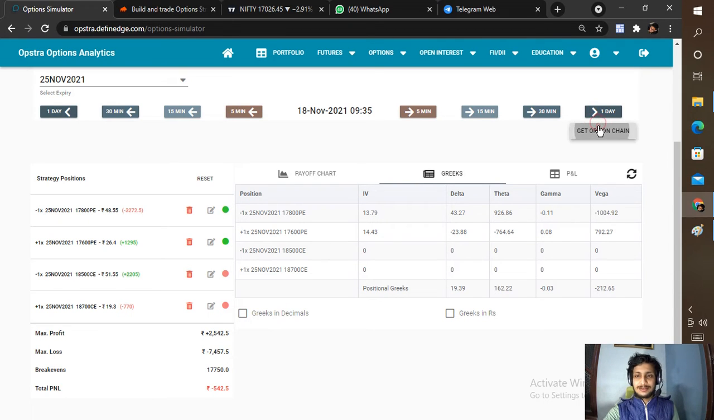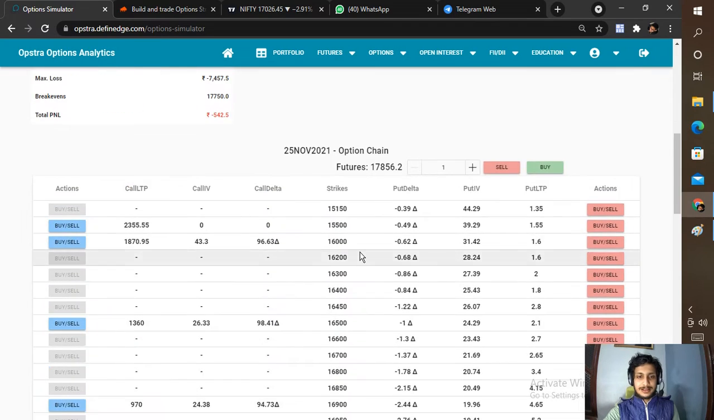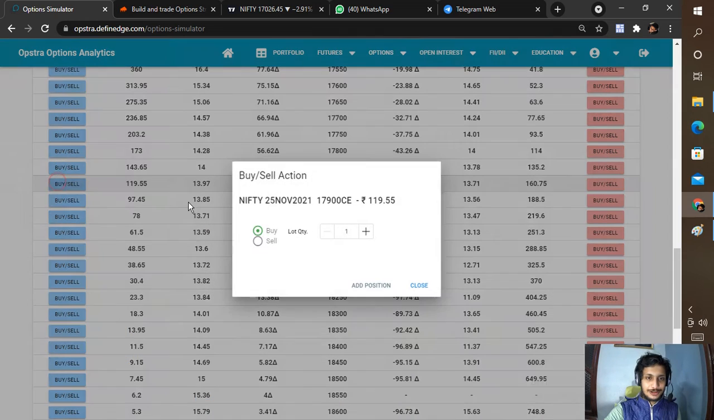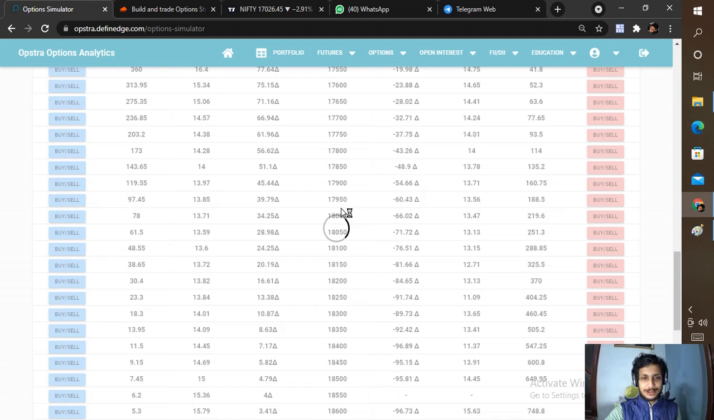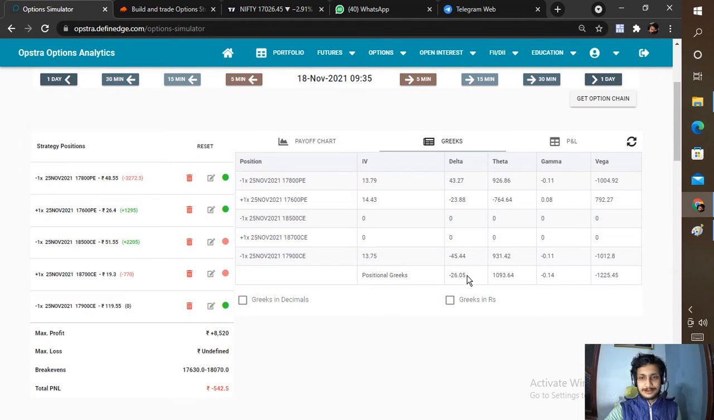So let's search it from the option chain right now. Here in the option chain we can see that the 17,900 call has around 45.44 delta, so we can short one lot. And in order to hedge it, what is the delta remaining? The remaining delta is 26.05 after taking this position.